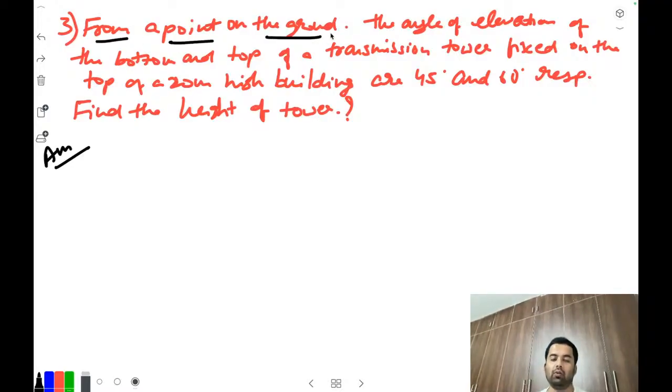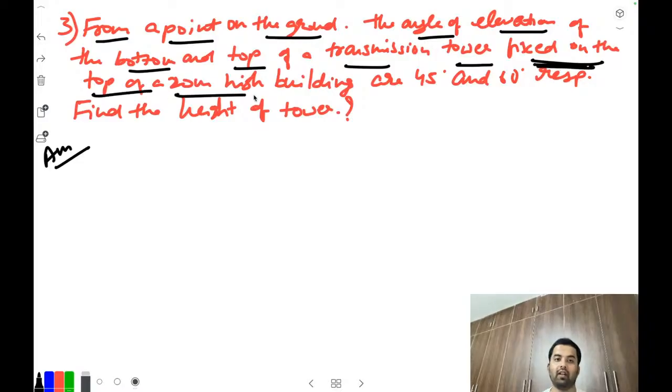From a point on the ground, the angle of elevation, bottom and top of transmission tower fixed on the top of 20-meter building. So suppose we are having a building here. This is our building. Okay, on the top of it, the tower is there. I feel you've seen this somewhere also. On buildings, we used to keep the towers. This is a tower, okay? Building is this. Building height is given. What is that? 20-meter.